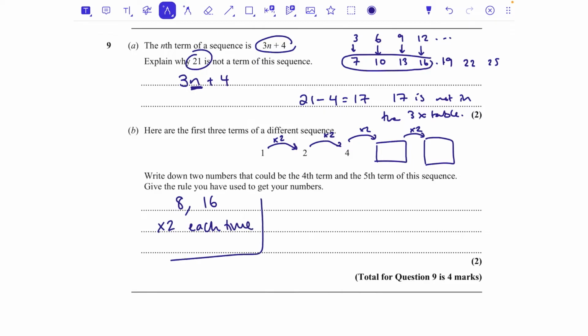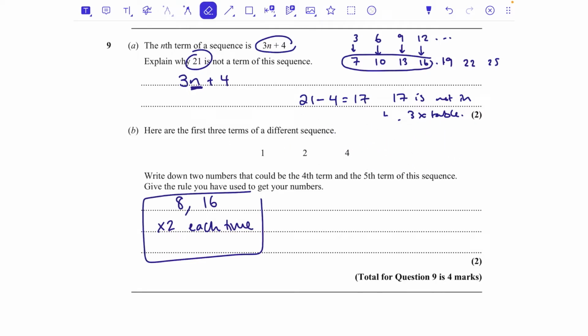That would be correct. But also, if we did it a slightly different way, you could say that they've added 1 and then added 2, and then they could add 3, and then they could add 4, which would give me 7 and 11 as my next 2 answers.